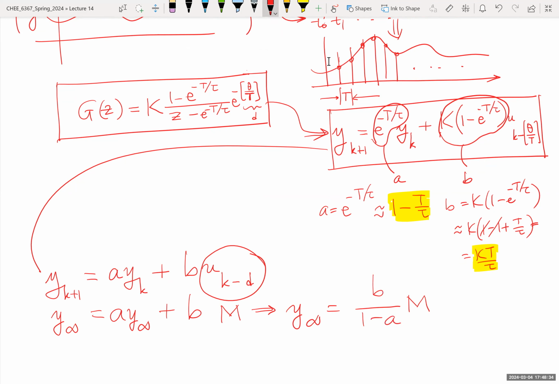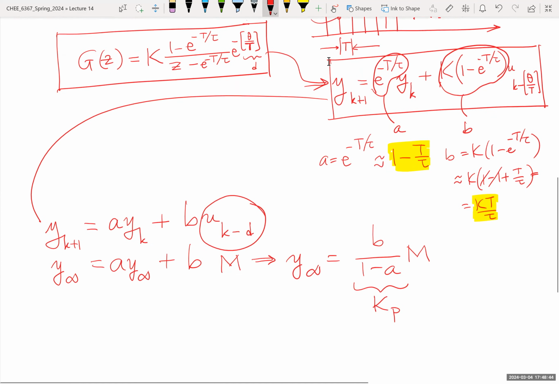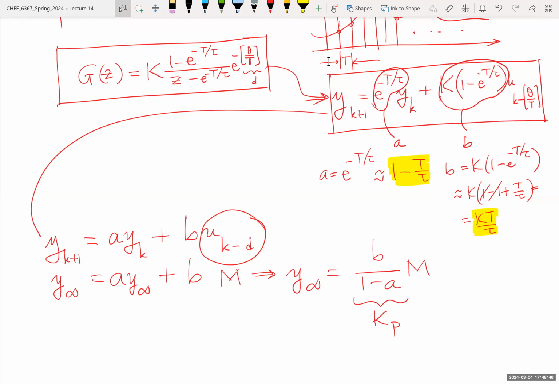Yeah. And this is my steady state gain, right? This is the steady state gain of my process, let's say KP, which I can get directly.